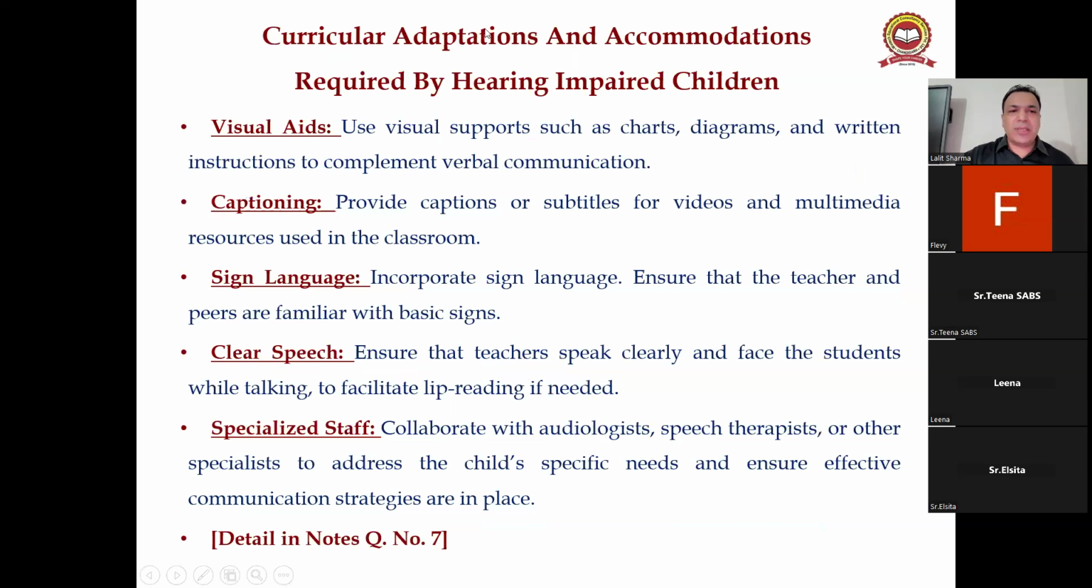Now the question comes, what type of curricular adaptations and accommodations are required for hearing impaired children? So what will happen? He is hard to listen, can't listen. He can see. Okay. Teach them with visual objects. Teach them with captioning. Teach them with sign language. What is it? It is an adaptation.